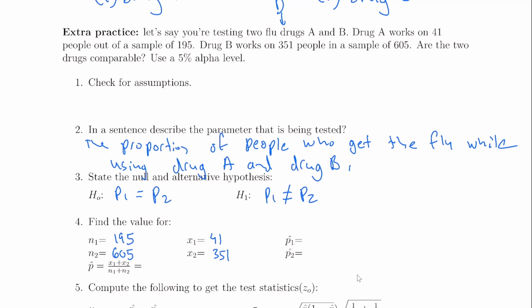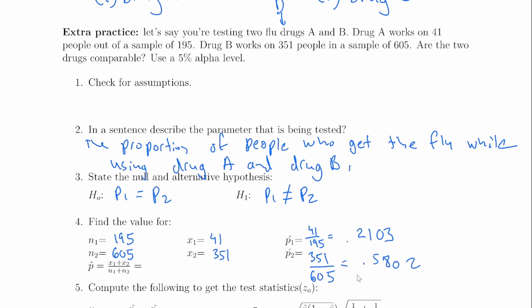Now if I want to do P hat of 1, P hat of 1 will just be 41 divided by 195. 41 divided by 195, and you get 0.2103. And we want to do P hat of 2. P hat of 2 is 351 divided by 605. You get 0.5802.